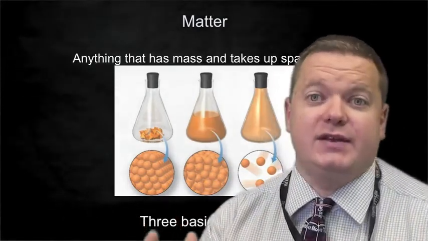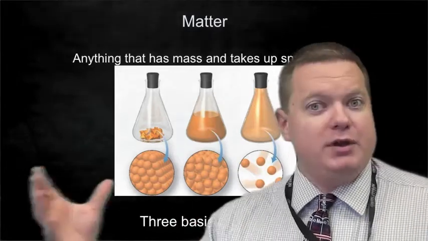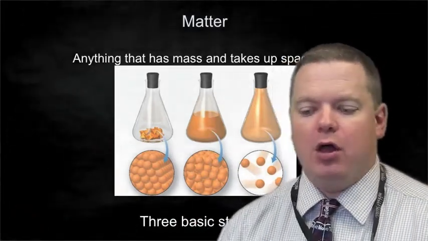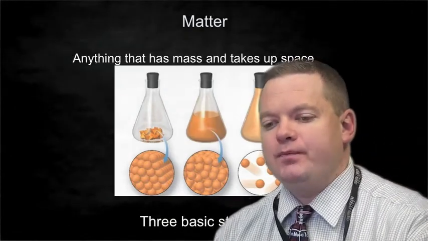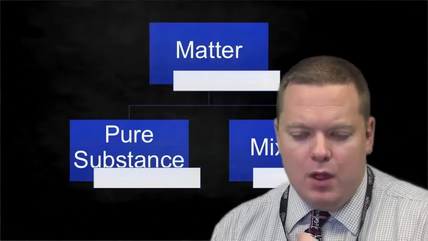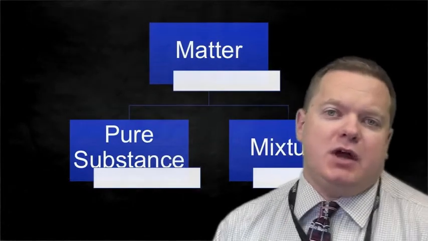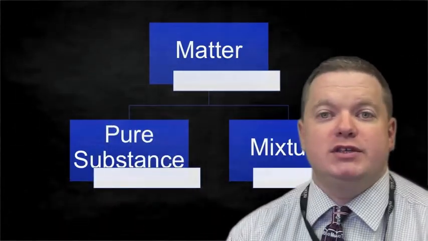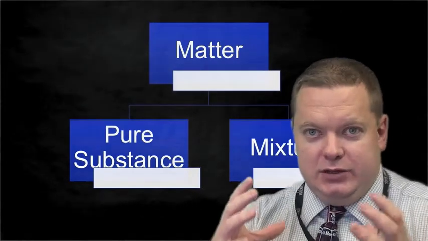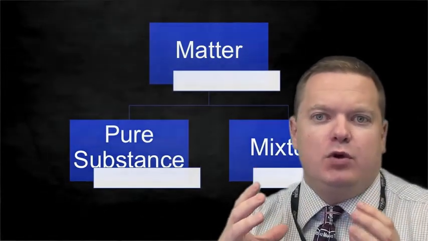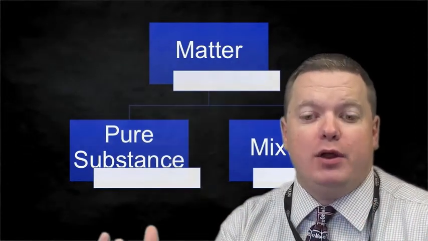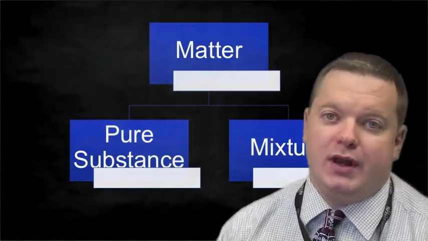It's anything that has mass and takes up space, but we can be talking about a wide range of different states, from a solid to a gas. All of those are considered matter. We can classify or subclassify matter into these two different forms here. We can have a pure substance, which is sort of the most primary form. If we break it down into any smaller components, it's going to change what it is.